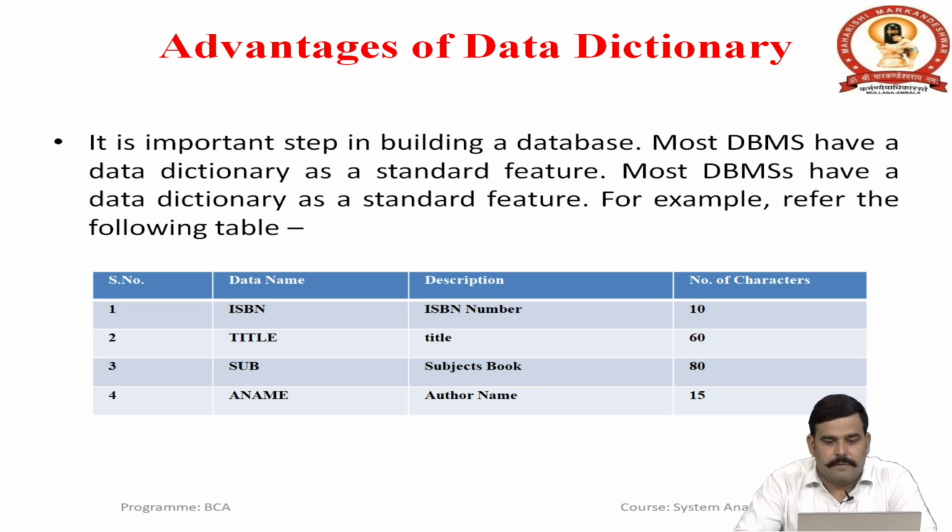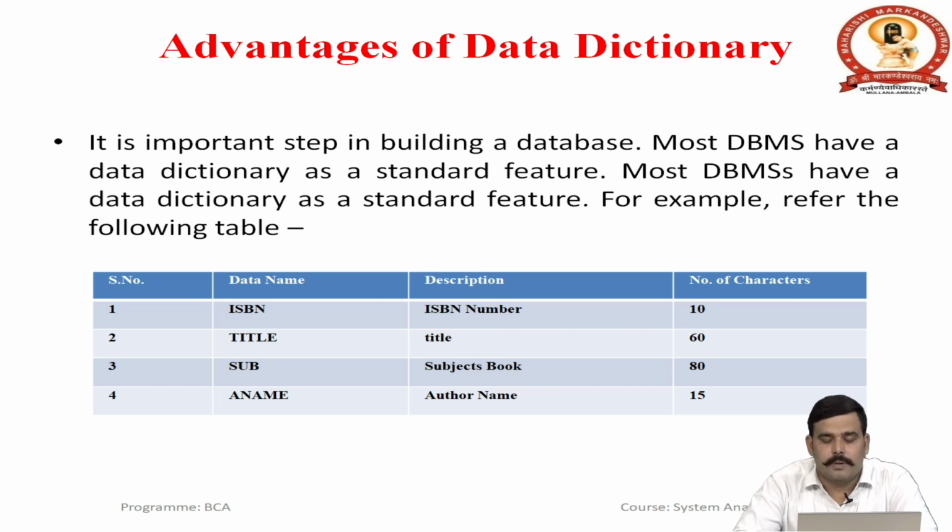So, that is the reference table which you can see on the screen. Like we have serial numbers 1, 2, 3, 4, and the data names like ISBN, title, sub and a name. The description: ISBN is the ISBN number of the book, title is the title of that book, sub is for the subject of the book, and a name is used for the author name. We also have further information about the ISBN as a data element in the database.